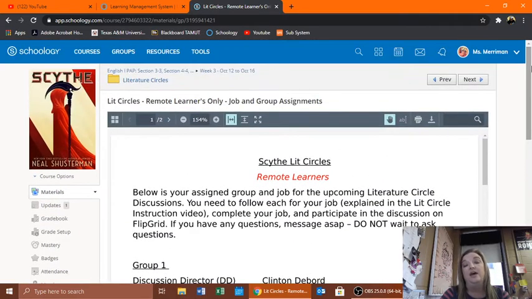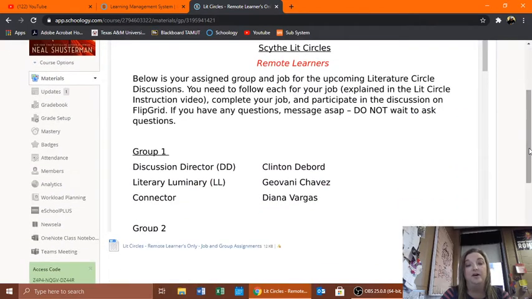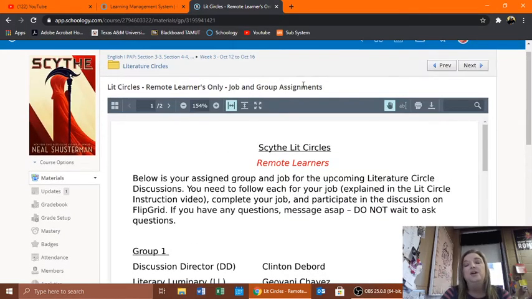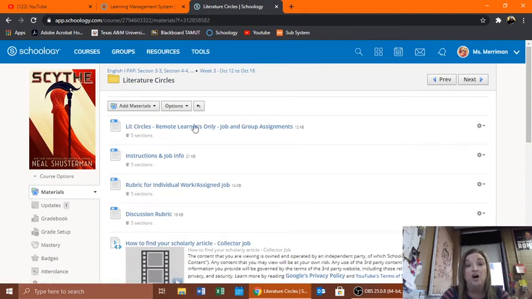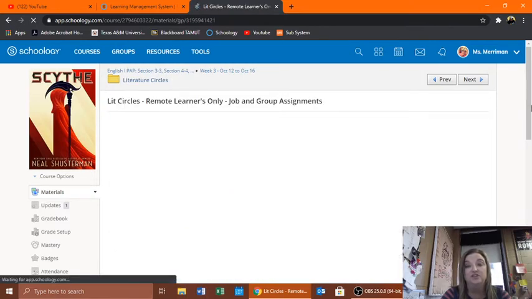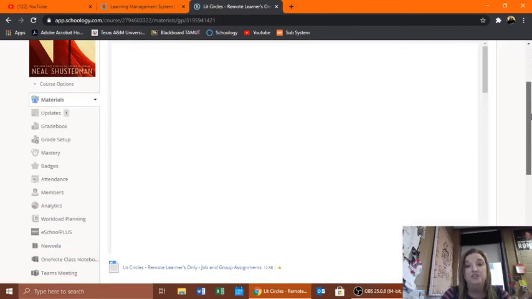It tells you that those are your groups, like Clinton is in group 1, Giovanni and Diana, and they are not all from the same class. Clinton is in 3rd and Diana is in 6th. So the class aspect will vary. But once you know for sure what group you're in and what job you have, because that's another thing it tells you, in here you also see your jobs.